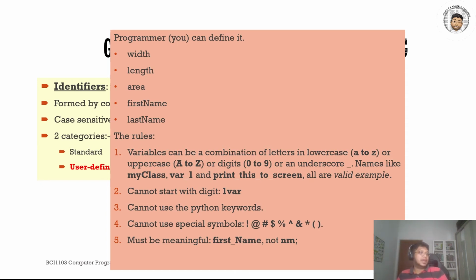Names must start with an alphabet. They cannot start with numbers, even though you can use numbers inside them. You cannot choose a Python keyword, and you cannot use any special symbols. And names must be meaningful, meaning that when you see it, you understand immediately what the variable is.